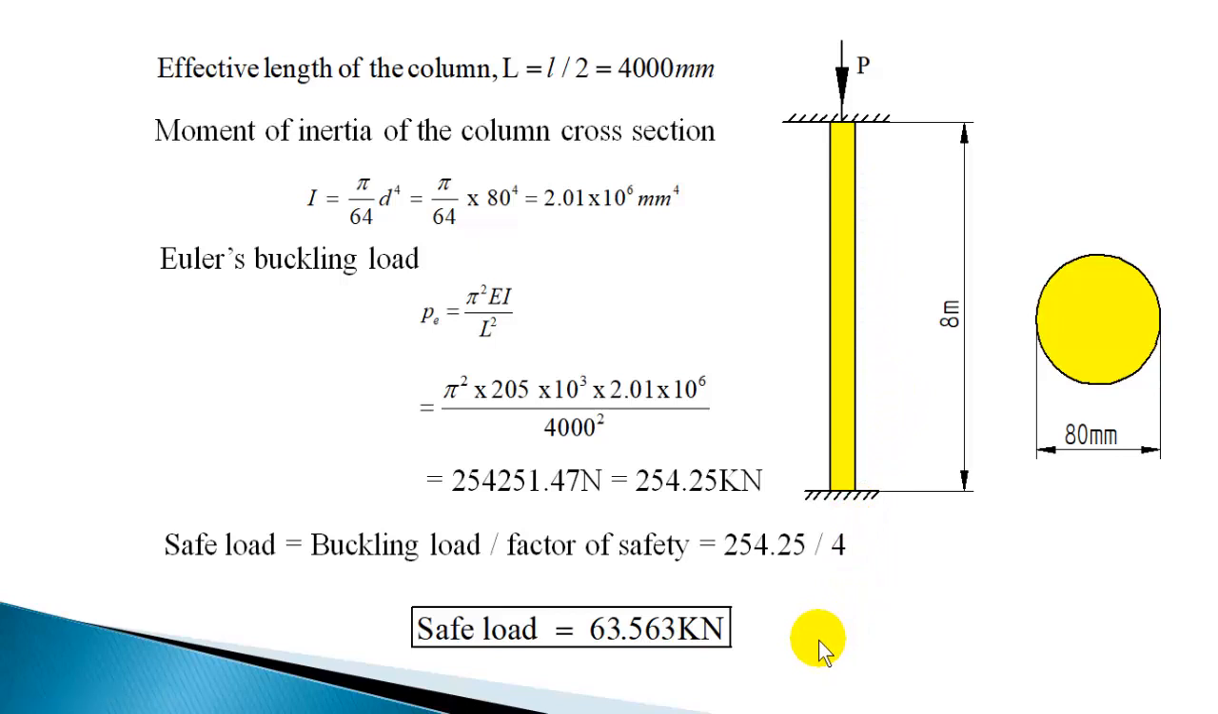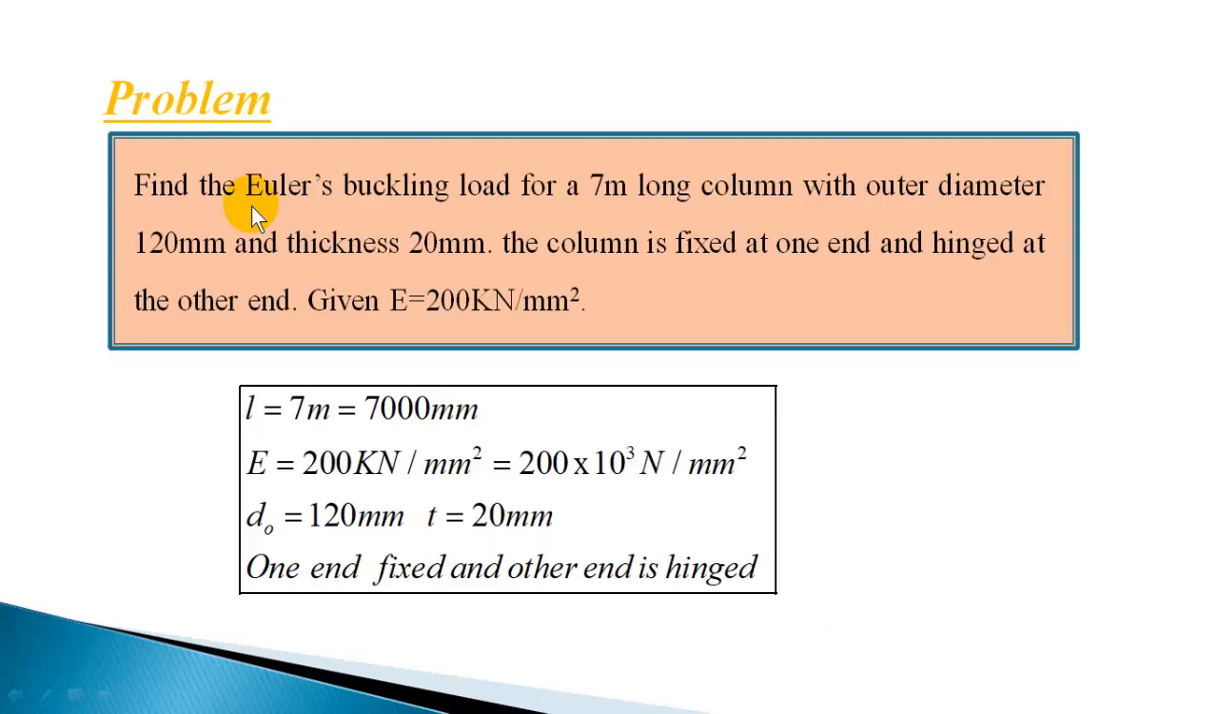Let us work out another example. Find Euler's buckling load for a 7-meter long column with outer diameter 120 mm and thickness 20 mm. The column is fixed at one end and hinged at the other end. Given E is equal to 200 kilonewton per mm square.